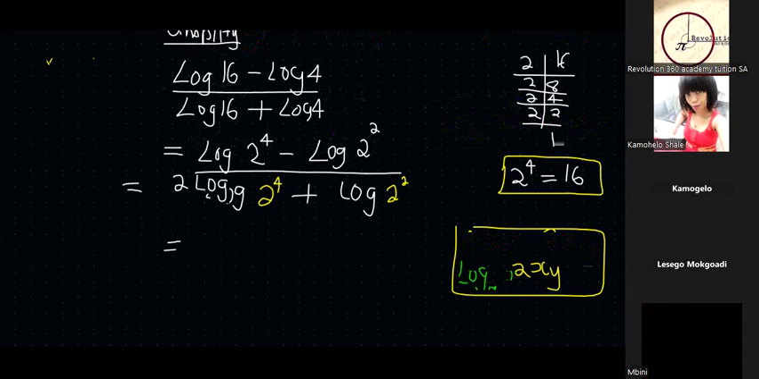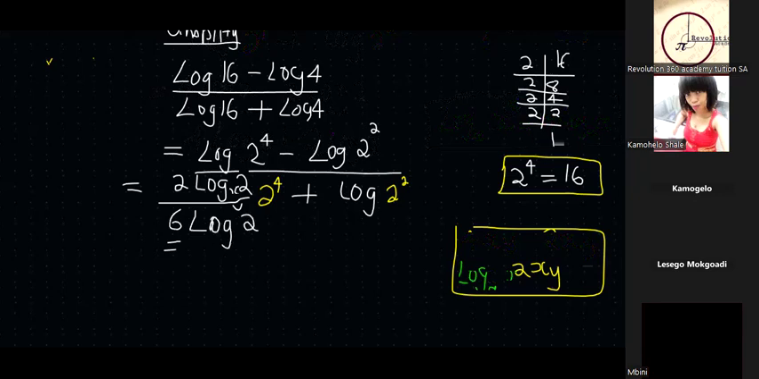Then even this one. What is 4 log 2 plus 2 log 2? They are like terms, you add them. That should give you 6 log 2. Oh, sorry, 6 log 2. Do you all see?